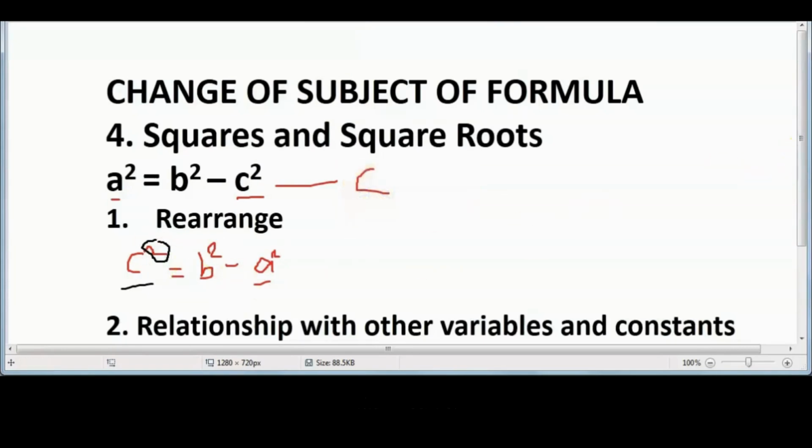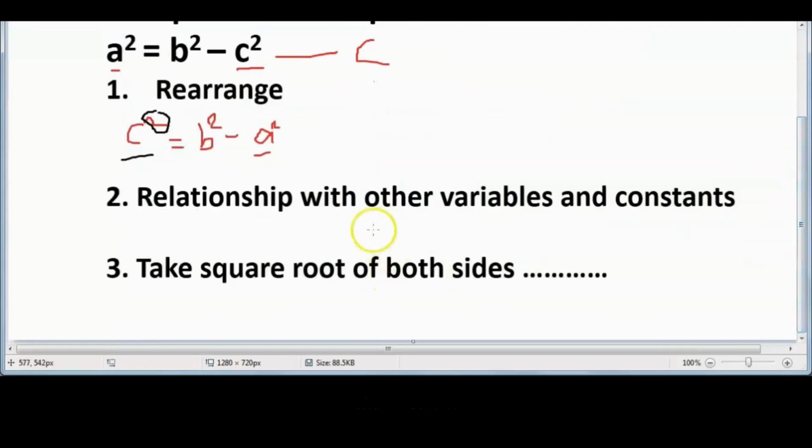The opposite of, I'm going to explain it here. This is the square that is attached to our variable c. So in step 3, the opposite of a square is square root. So we're going to have to take the square root of both sides. While a square is represented by an exponential value, say c square, a square root can be represented by a square root sign that looks like this.